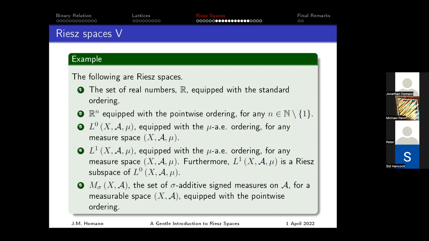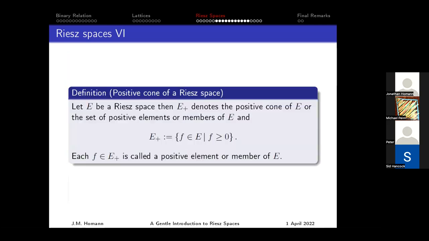A lot of these examples, the interesting ones, or three of them, have been dealing with measure spaces. And so Riesz spaces do play a prominent role with the measure theory. So we're now going to say that if E is a Riesz space, then its positive cone, E plus, is the set of all members of E which are greater than or equal to zero, the null element of E. And we'll say that each f in E plus is called a positive element or a positive member of E.